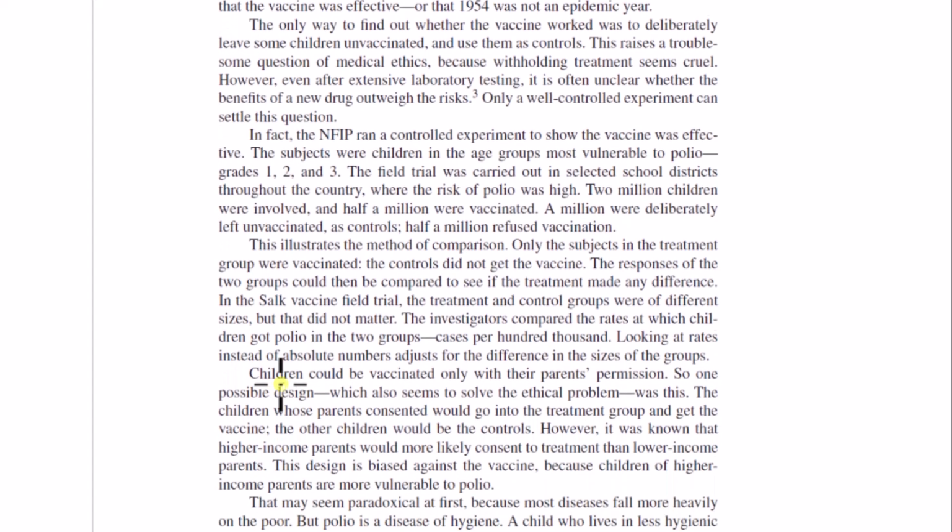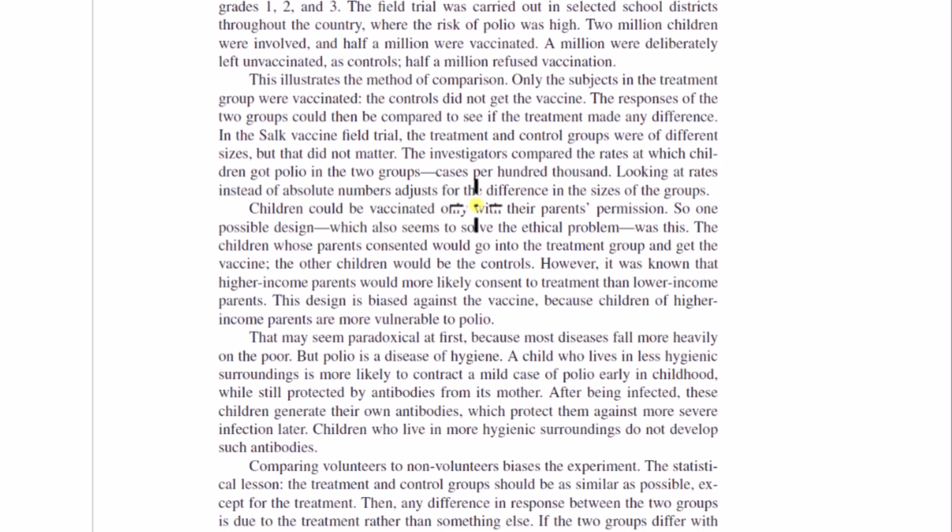All right, so it talks about how children can be vaccinated only with their parents' permission. So one possible design, which also seems to solve the ethical problem, was this. The children whose parents consented would go into the treatment group and get the vaccine. The other children would be in the controls. So that's a good idea, right? You can kind of have your cake and eat it too, because the children you don't give the vaccine to, well, they didn't want it anyway. So you don't have that ethical issue.